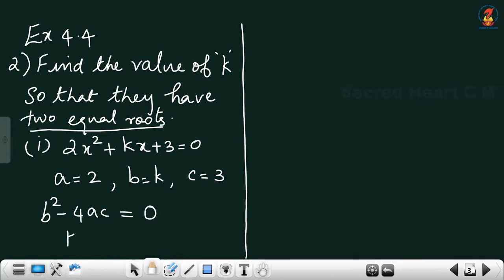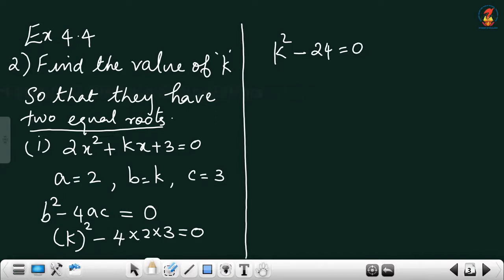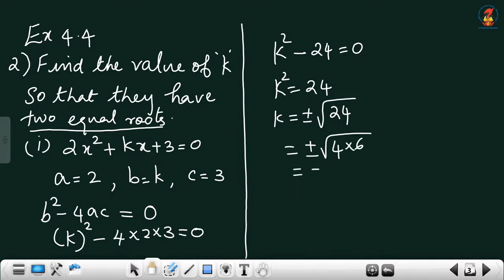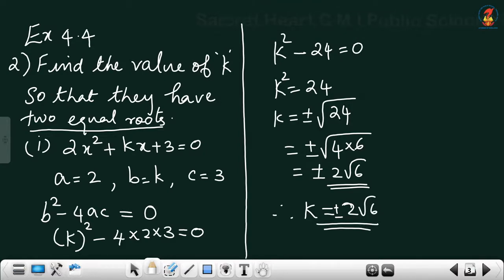So, here b is k, so k square minus 4 into 2 into 3 equal to 0. So, k square minus 24 equal to 0. So, k square is equal to 24, k is equal to plus or minus root of 24, which you can write as plus or minus root of 4 into 6, so plus or minus 2 root 6. Therefore, the value of k is equal to plus or minus 2 root 6. You have to write the final answer again.